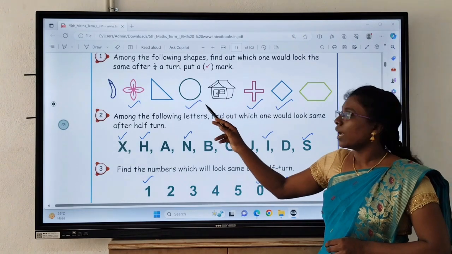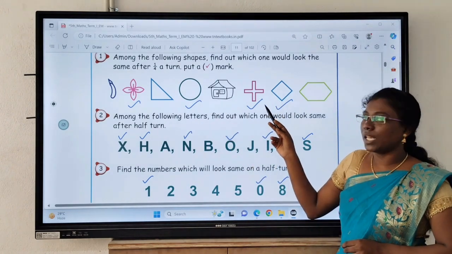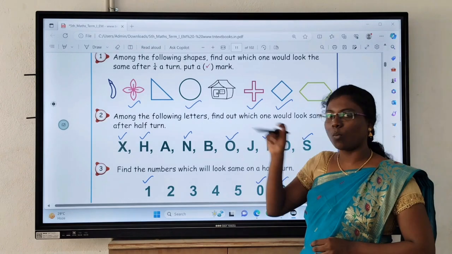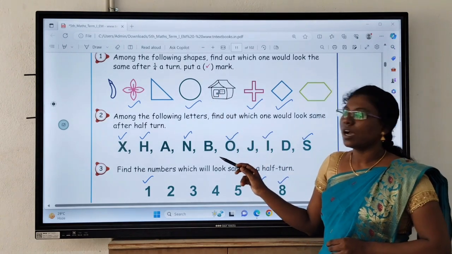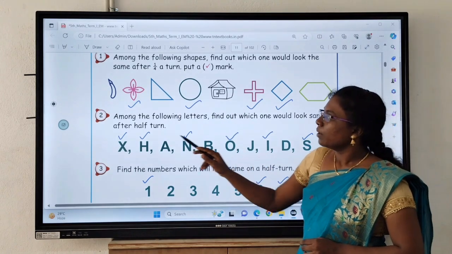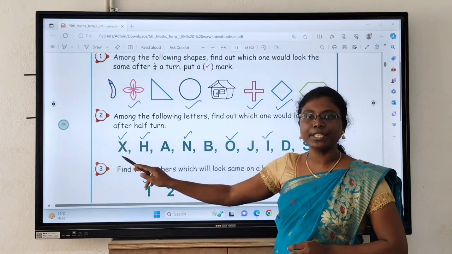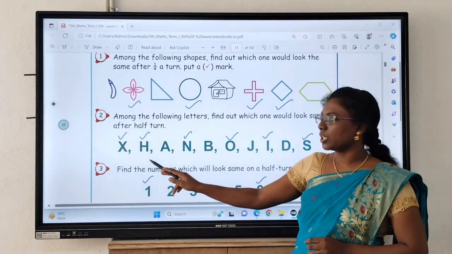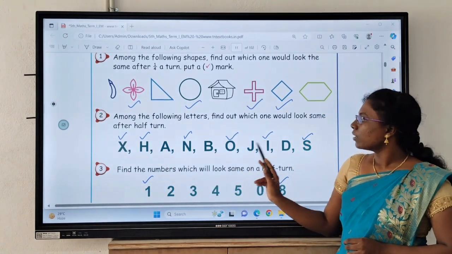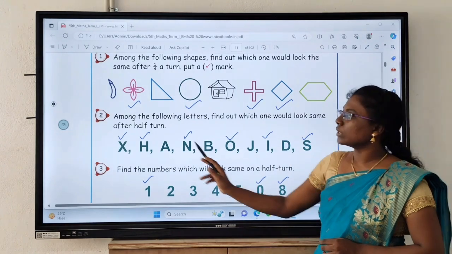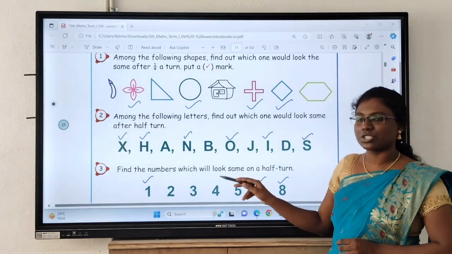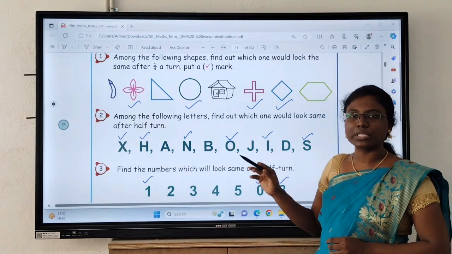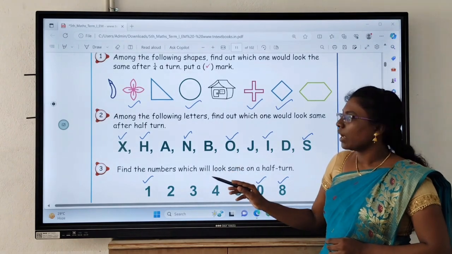Next, circle. Next one, plus symbol. Next one, diagonal. So these are the answers for 1/4 turn. Next, half turn. If I turn the X by half a turn, it will be the same. Next, H, N, O, I and S. These are the answers for this question, because if you turn all these letters by a half turn, they will be the same.